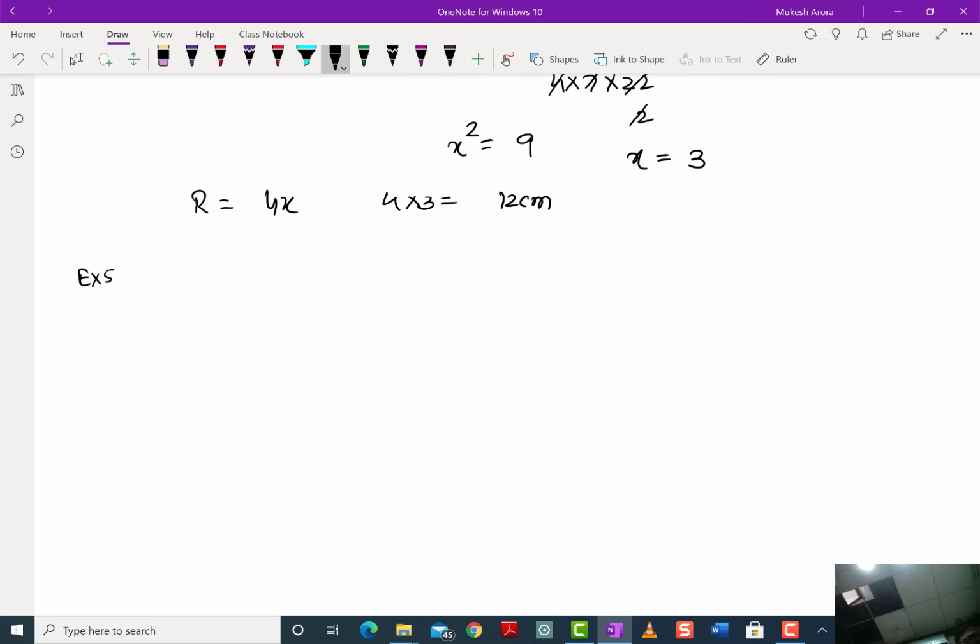Example 5. How many square meter of canvas is required? How much canvas is required?